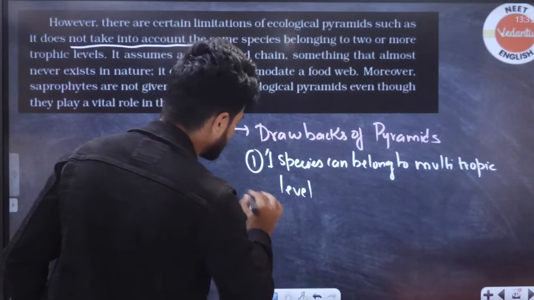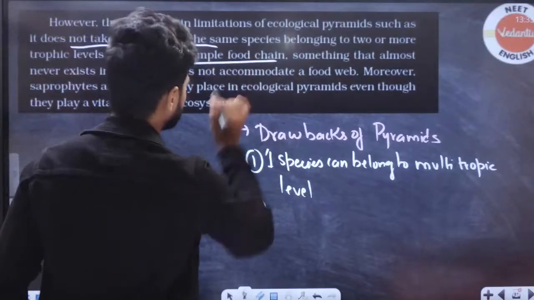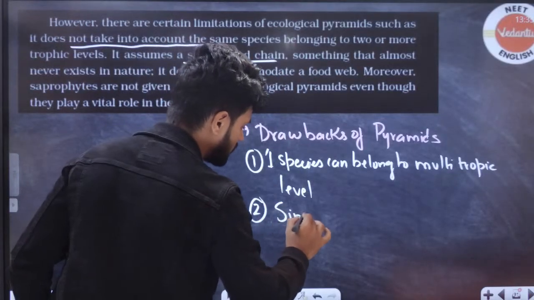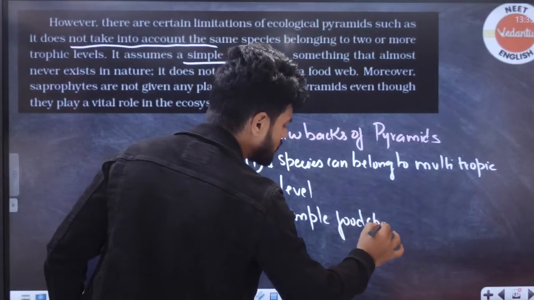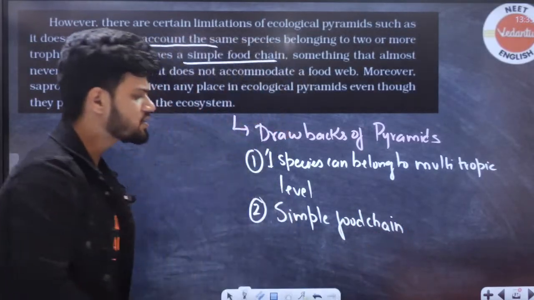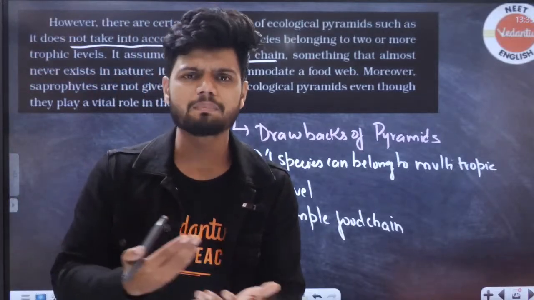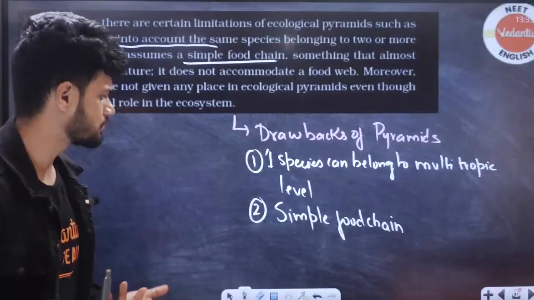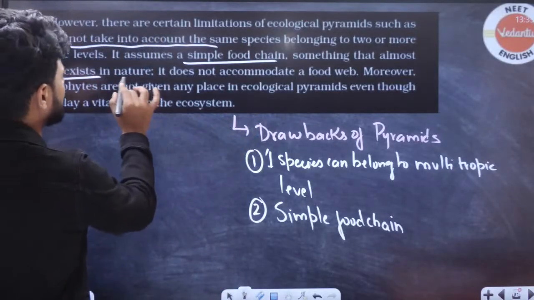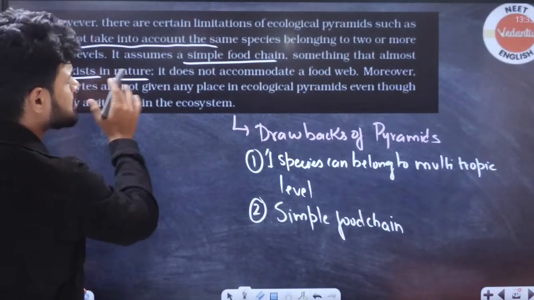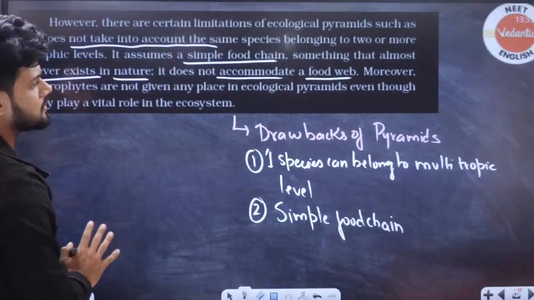The second thing is that it assumes a simple food chain, because in nature we do not have a simple food chain. In nature we have complex food webs, complex structures. The second drawback is that such a simple chain almost never exists in nature. It does not accommodate the food web.